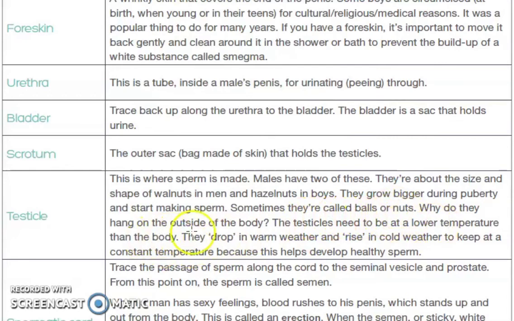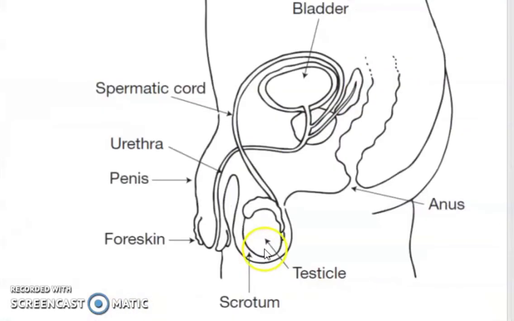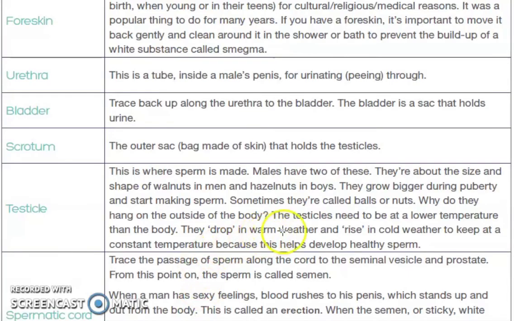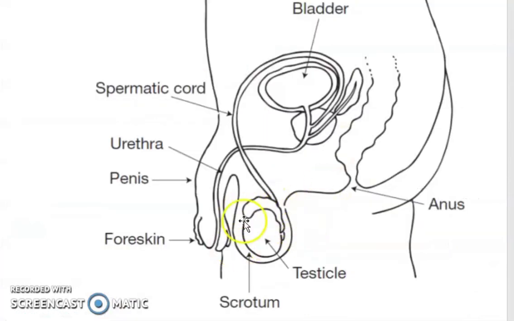Why do they hang on the outside of the body? The testicles need to be at a lower temperature than the body. They drop in warm weather and rise in cold weather to keep at a constant temperature because this helps develop healthy sperm. To further explain, the testicle will start growing once you hit puberty, and it has a survival mechanism na if the weather is warm, it will drop, so more siyang mulaylay, and it will rise up or muuk-uk siya in cold weather para you will have a healthy sperm cell. So, survival skills din na siya.